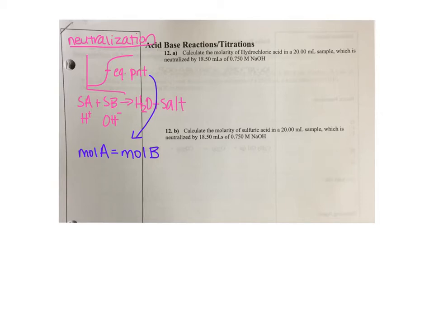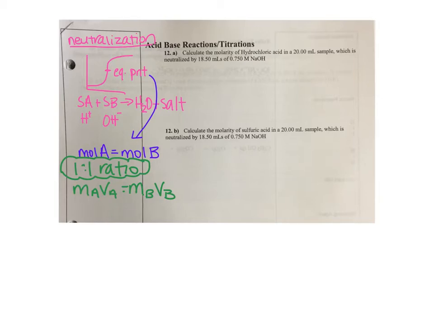If you have a 1-to-1 ratio, and only if you have a 1-to-1 ratio, you can use MAVA equals MBVB, which looks like M1V1 equals M2V2. That's exactly what it is. As long as you have a 1-to-1 ratio, you just plug and chug into that, and you're good to go. However, you do not always have a 1-to-1 ratio.